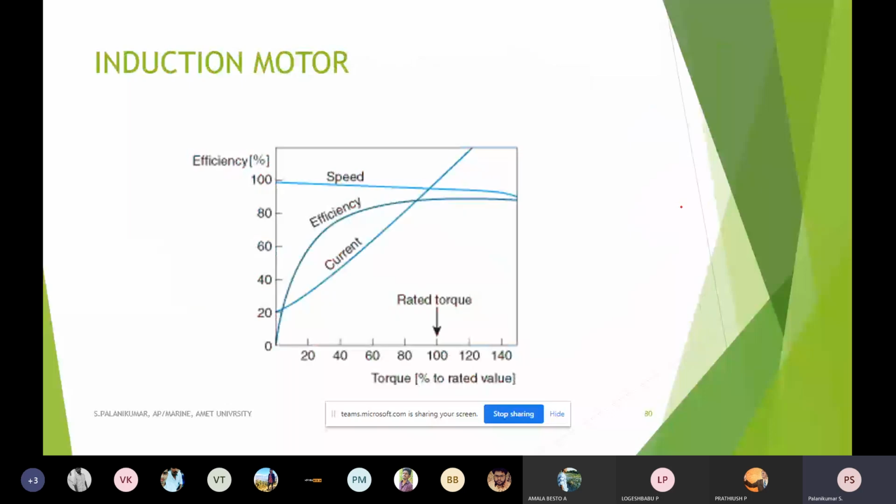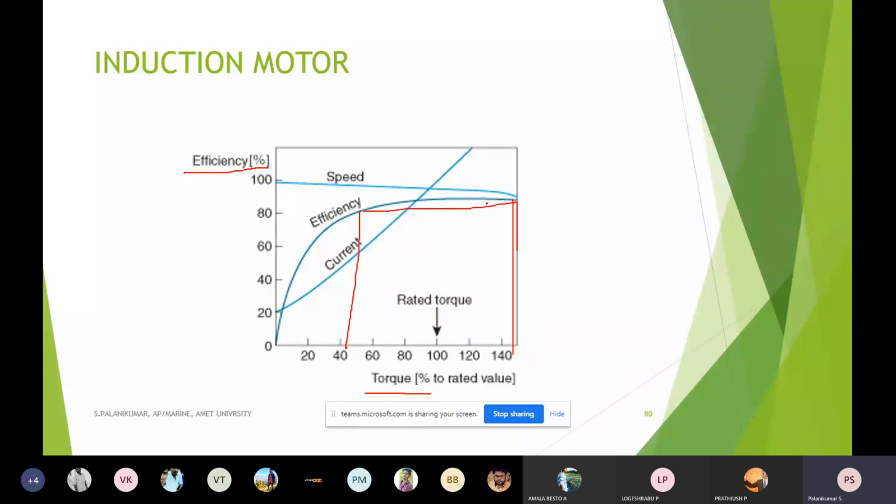We'll come to the AC motor, the induction motor. This is a general characteristic, as I already told. It is drawn between torque and efficiency, and also for torque and speed, and torque and current. With torque on the x-axis, if you see the efficiency of the motor after about 40 or 50 percent of the torque, the curve is almost like a square.